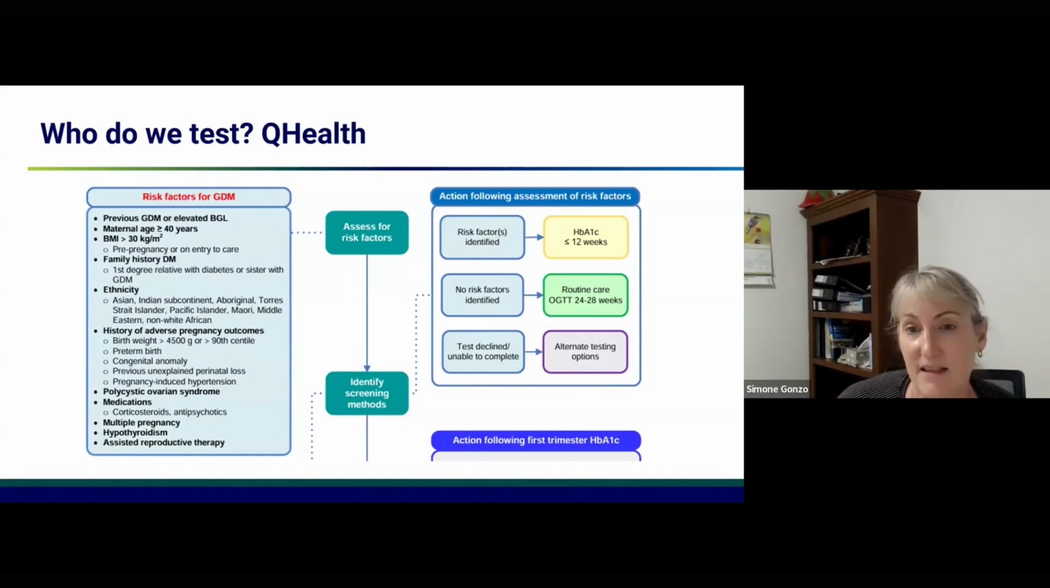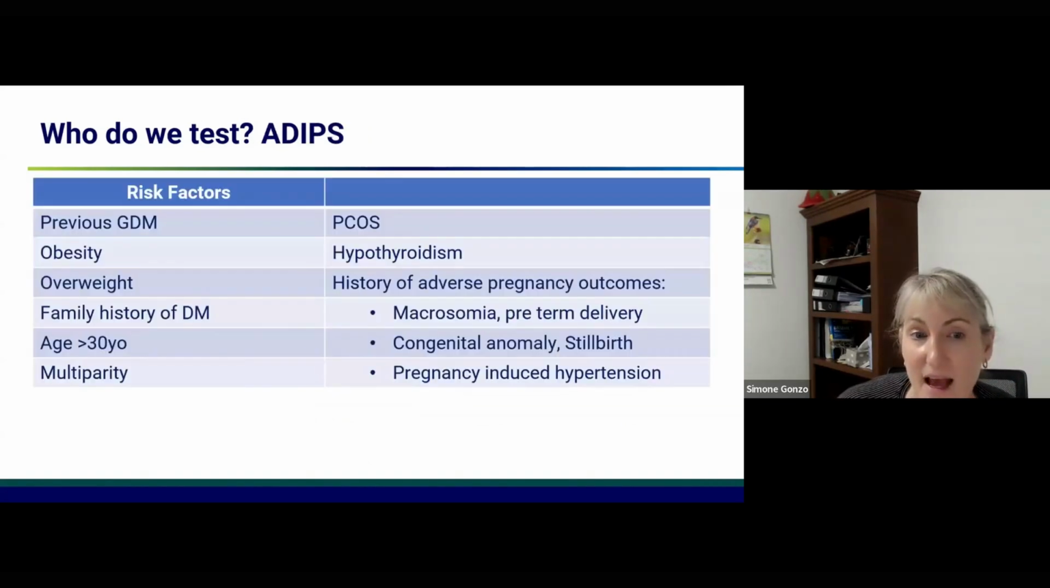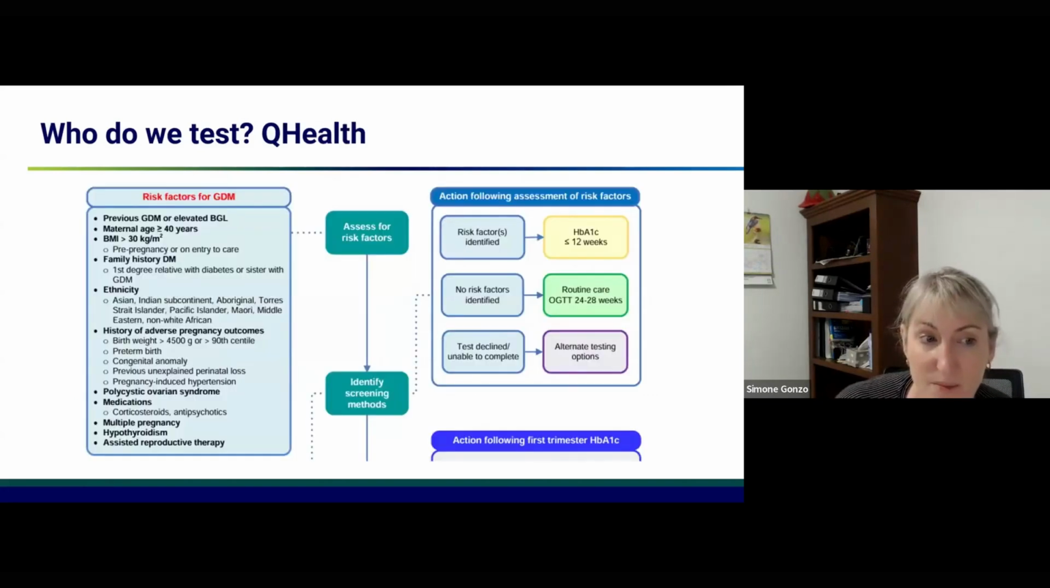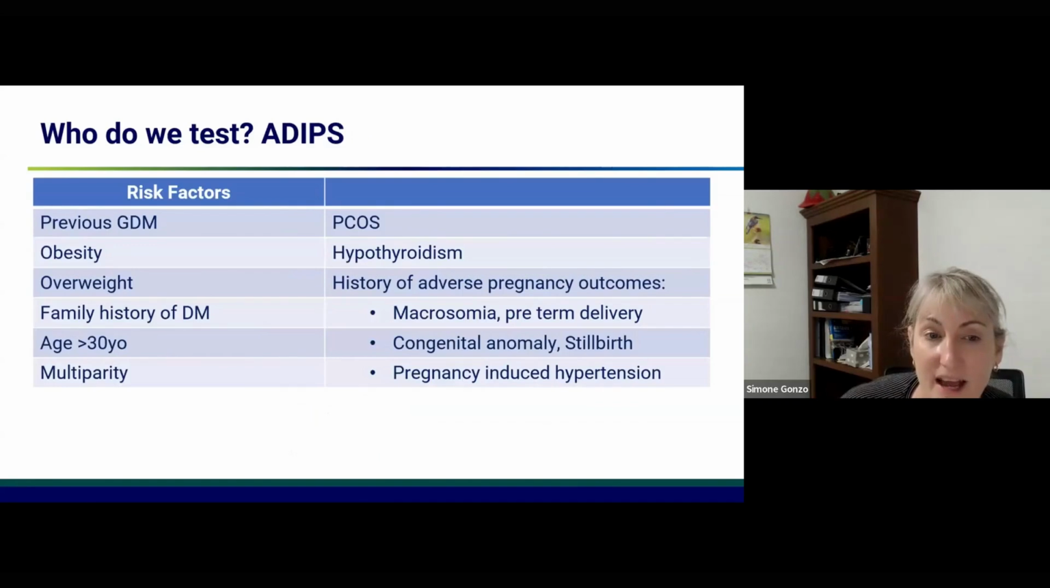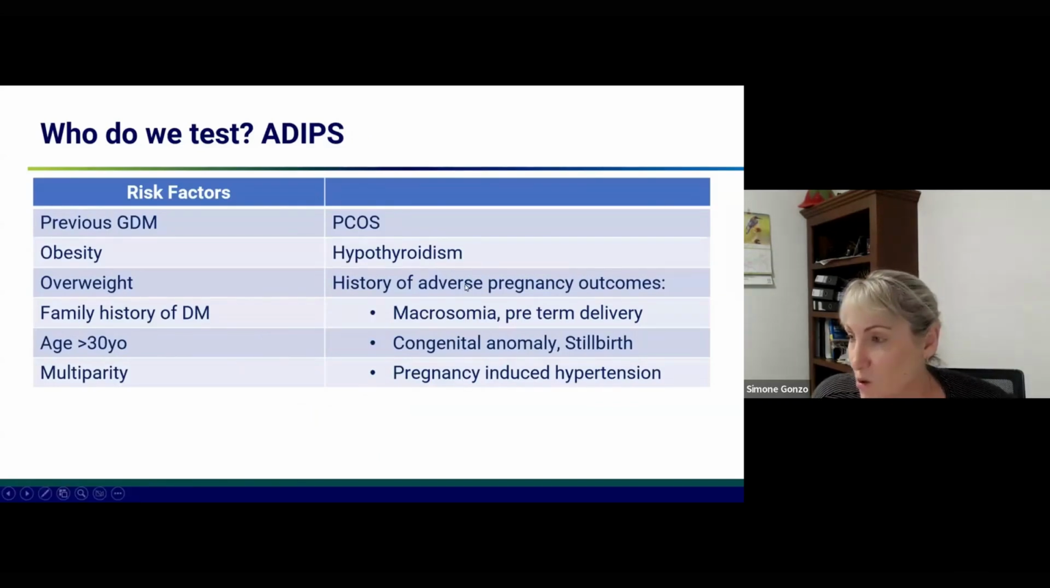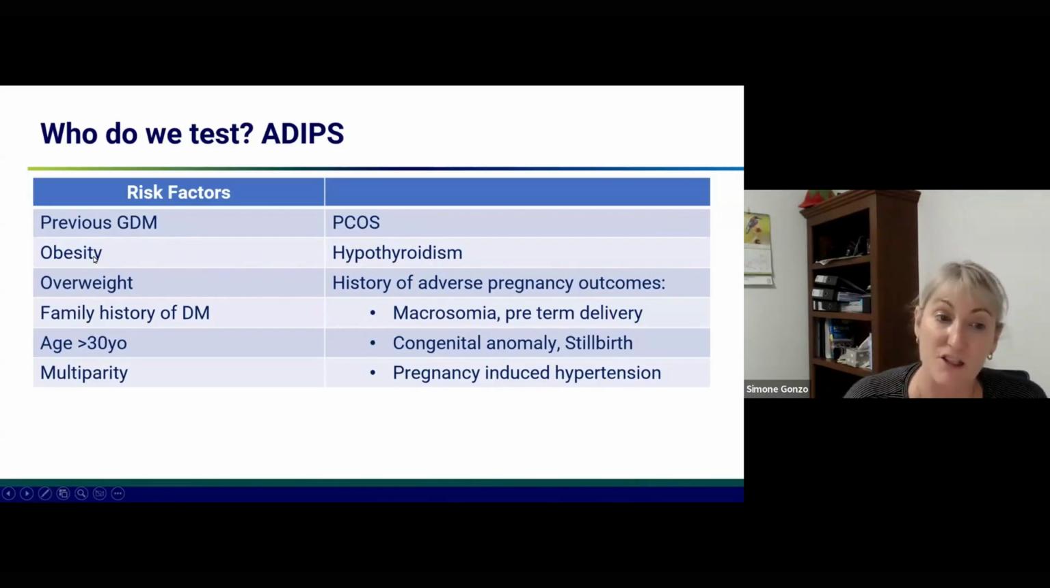So looking at those risk factors and the patients that we actually test, ADIPS have a much smaller list of risk factors, and they do match up similarly with Queensland Health, except for assisted reproductive therapy and the ethnicity. ADIPS don't actually mention assisted reproduction or ethnicity, but the rest of their risk factors do fairly much align. So we'll be looking at mainly previous GDM, obesity, overweight, family history. Those sorts of things would lend the patient to having an HbA1c before 12 weeks.